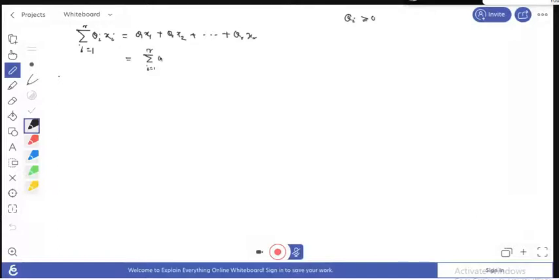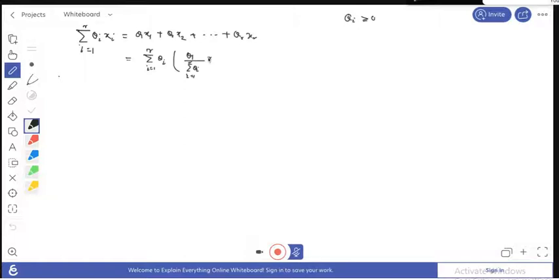And theta i, this means theta 1 to theta r. Okay, so if we add and divide both terms, because this is a finite one, this can be written in this form: theta 1 upon the summation of theta i, when i is 1 to r.